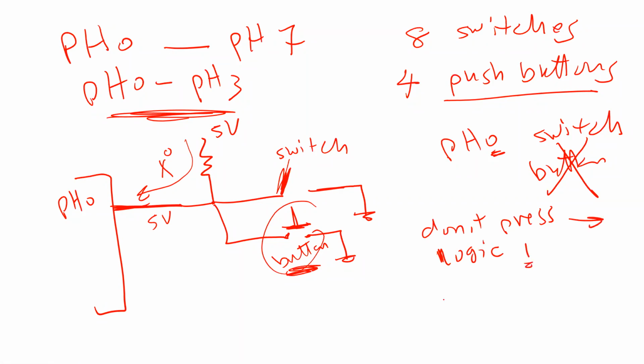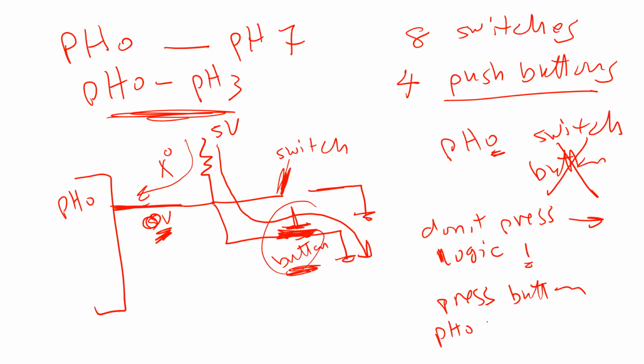When you press the button, you actually make a short circuit here. And now this voltage is going to become 0 volt, and the current has to go this way. Here, 0 volt. If you press the button, that means PH0 is going to become logic 0.